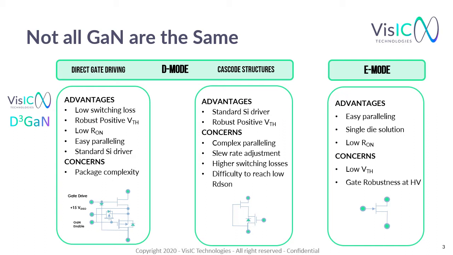VisIC D3GaN technology is based on direct gate driving. This scheme has additional auxiliary silicon circuitry for safe normally off operation. This topology combines the gate robustness of the cascode structure and the performance of E-mode. Among its advantages are lower switching losses, as only the GaN die participates in any switching operation, high threshold voltage, and standard silicon gate drive. As such, the D3GaN stands for Direct Drive D-Mode Gallium Nitride.